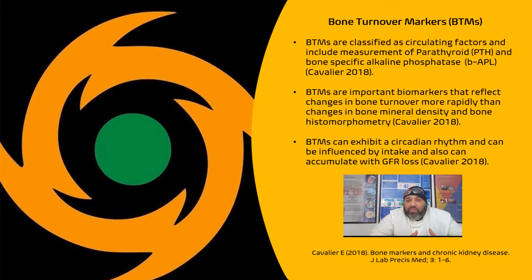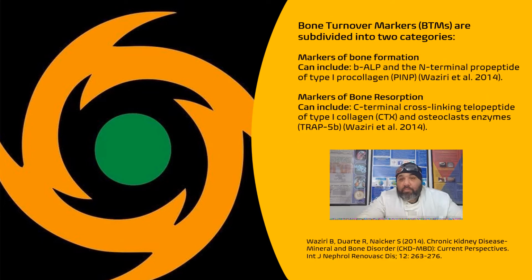and now I'm going to highlight a bit of an elaboration around bone turnover markers, or BTMs, which are generally classified as circulating factors and include measurement of parathyroid hormone and bone specific alkaline phosphatase. BTMs are important biomarkers that generally reflect changes in bone turnover more rapidly than changes in bone mineral density.